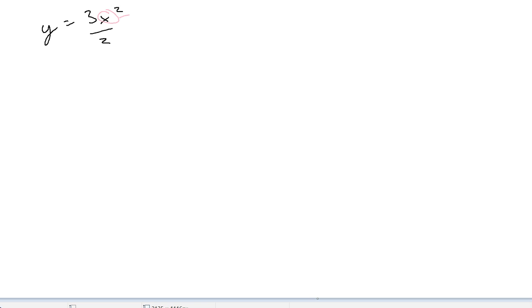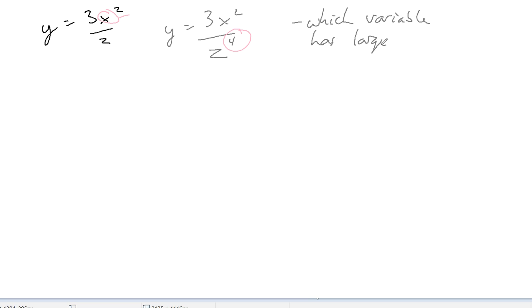On the other hand, if we modify the expression and say y is equal to 3x squared over z to the power of 4, now with that power of 4, the z would be by far the most important variable, having the biggest effect on the y value. So sometimes what we want to know is which variable has the largest effect on the situation. You want to know, will it make it twice as big, half as big? Which is going to be the biggest effect?